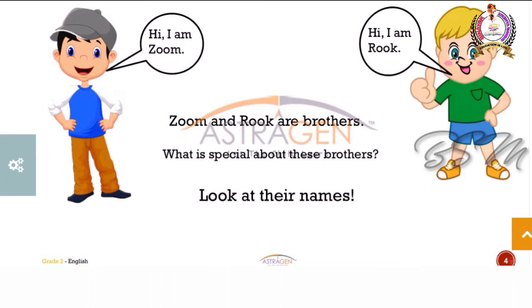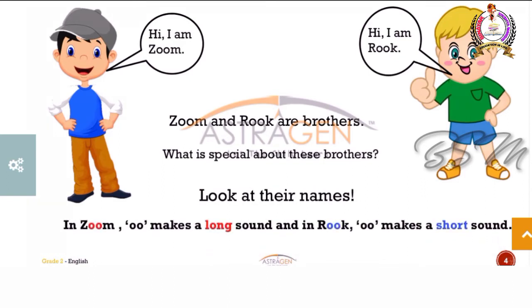Yes, but there's a difference. In the name Zoom, you are getting a long oo sound. But in the name Rook, you're getting a short oo sound. So, whenever you have a double O in any word, it would either say its long sound or a short sound. Clear? Now let's go forward.